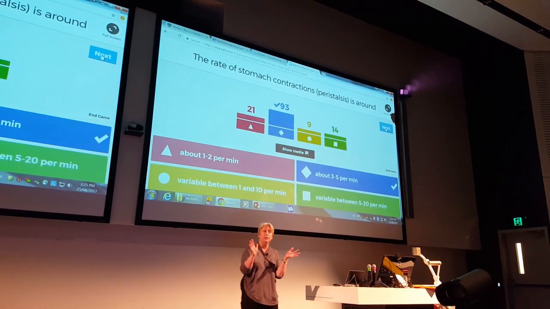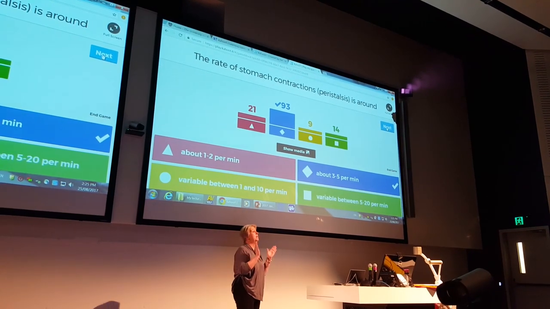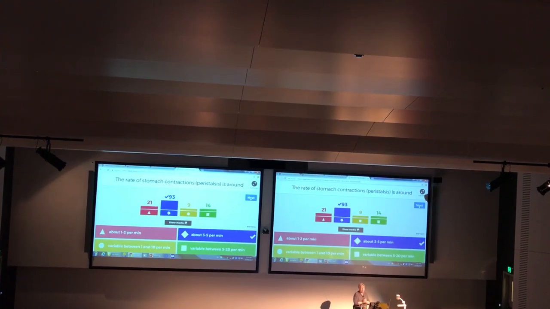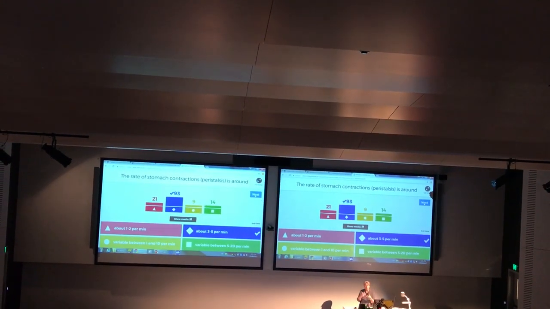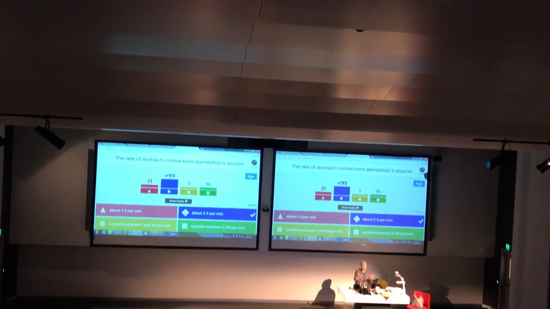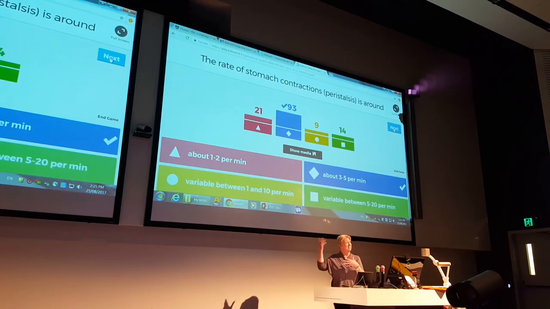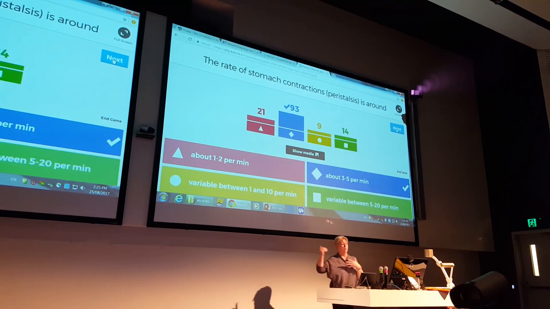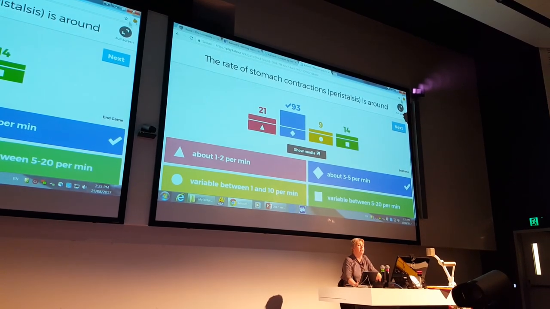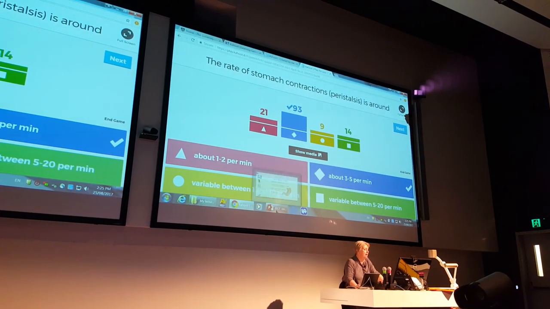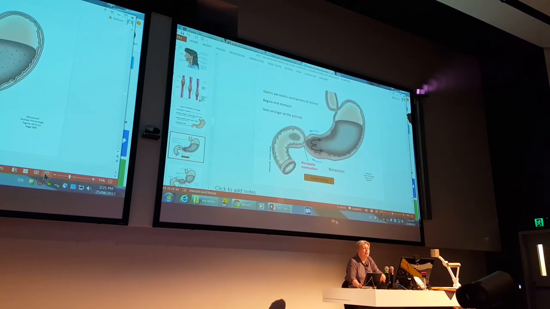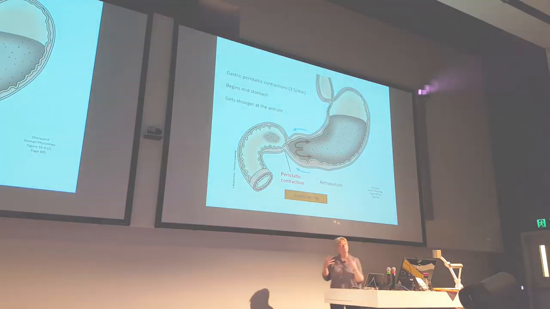It's not variable because the slow wave frequency in the stomach is not variable, okay? All right, and it's much slower. So the interstitial cells of Kajal, which set the pace in the stomach, much slower than, say, your SA node, where we're setting a rate of 60 to 90 per minute, only 3 to 5 per minute. Let's have a look. All right, so in your stomach, the kind of motility you have is mixing.